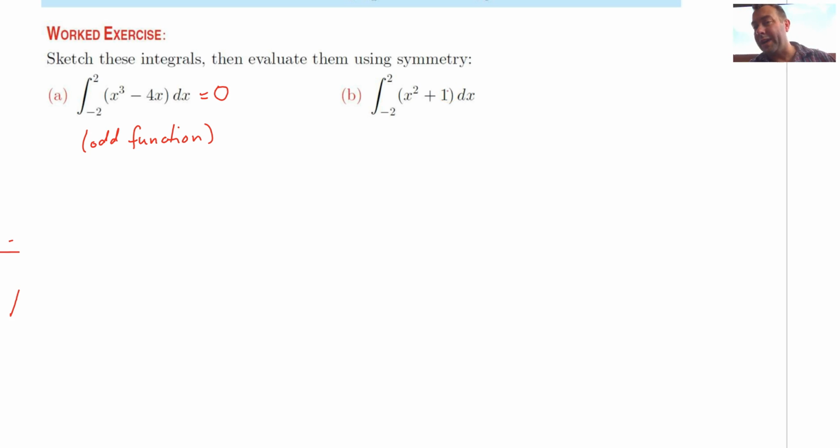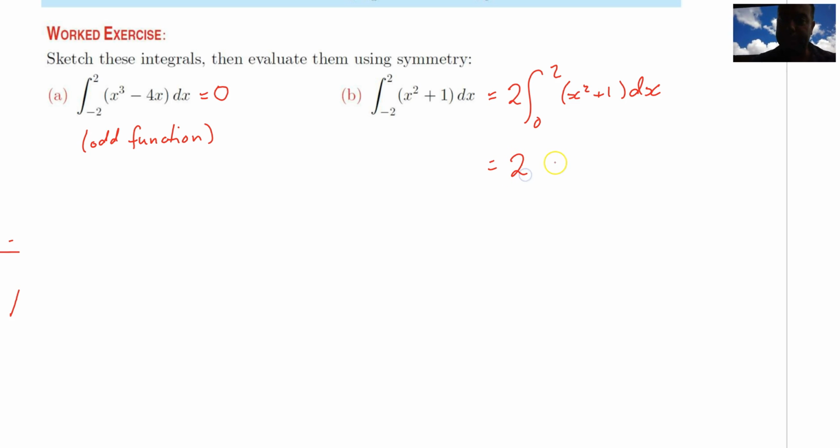Now, x squared plus 1 is symmetric about the y-axis, so that's going to be an even function. In this case, I can work out half of that integral and double it. Why is that useful? Well, substituting 0 in is often nicer than substituting in a negative number. So this is twice the integral from 0 to 2 of x squared plus 1 dx, because it is an even function.